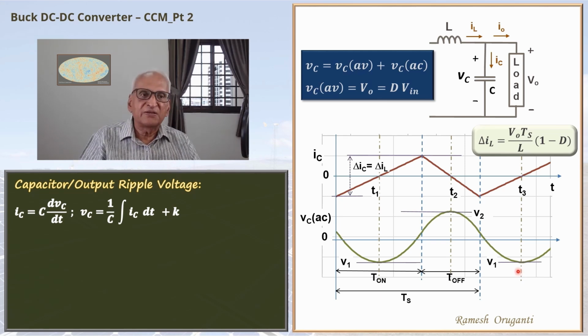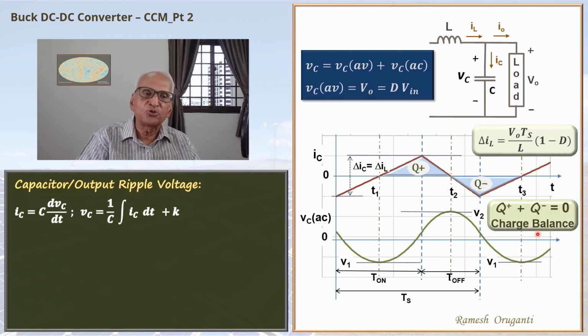During this interval between T1 and T2, charge is going in. That charge is Q plus. Between T2 and T3, charge is going out of the capacitor. That charge is Q minus. Because the ripple voltage returns to the same value, Q plus should be equal to Q minus in magnitude. Q plus plus Q minus is 0. This is called charge balance. There is a video in this series on charge balance which goes into this in greater detail. You may wish to go through that video.